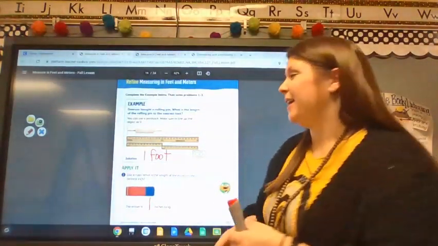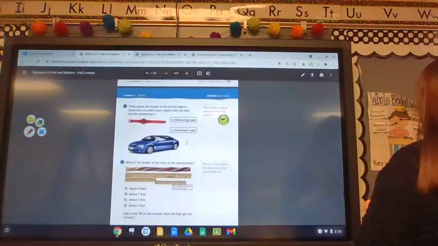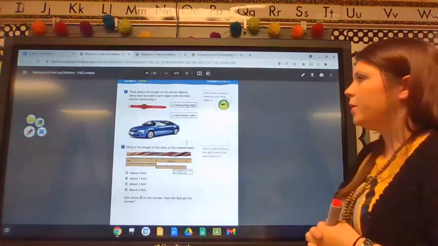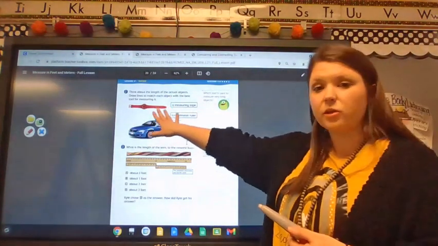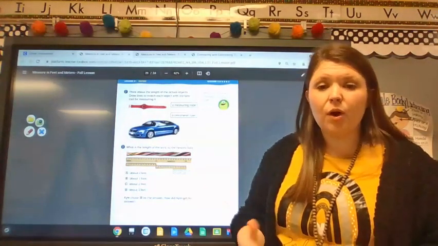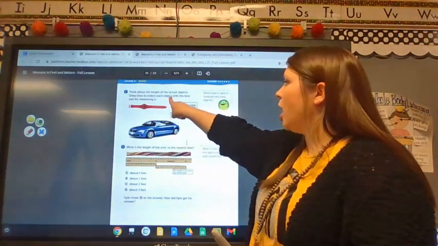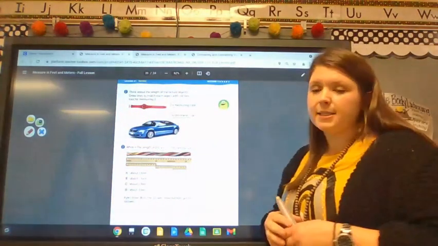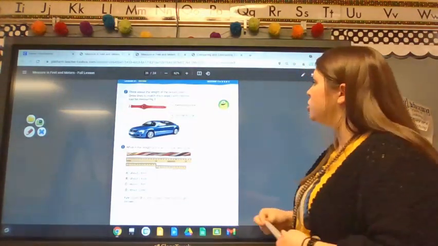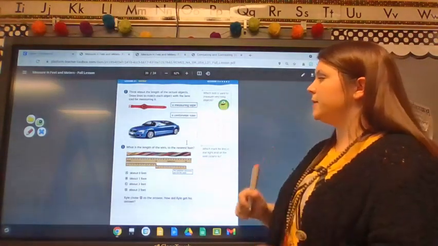All right, let's go ahead and continue on to number 2. Number 2 says, think about the length of the actual object. So not the pictures here, but an actual car and an actual wristwatch. Draw lines to match each object with the best tool for measuring it. So the hint says, which tool is used to measure very long objects? Would you use a measuring tape or a centimeter ruler?